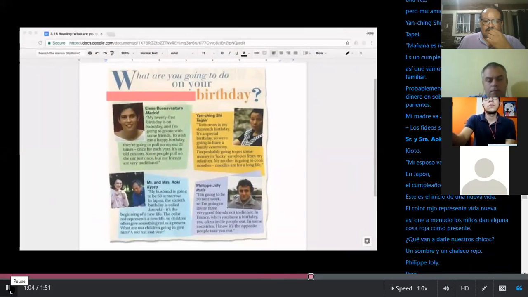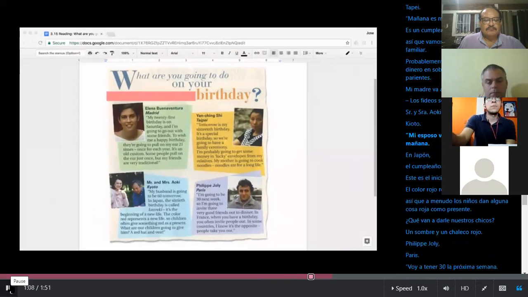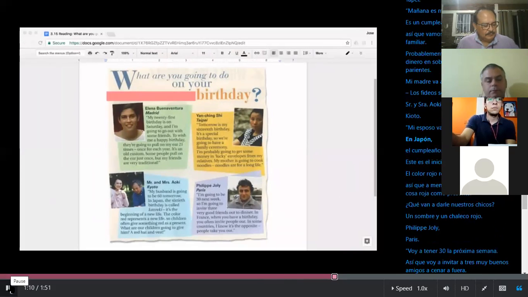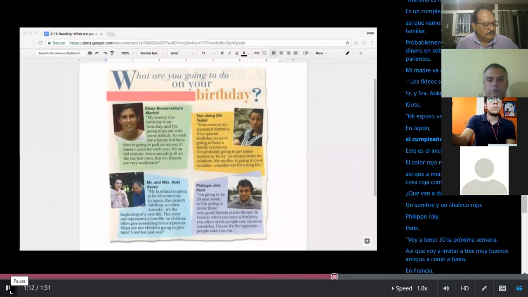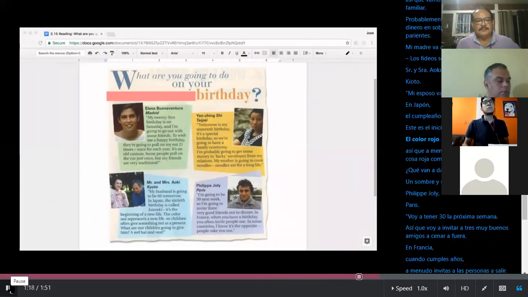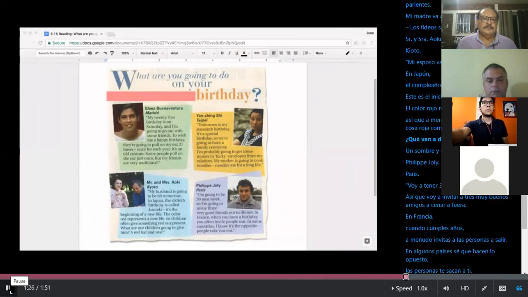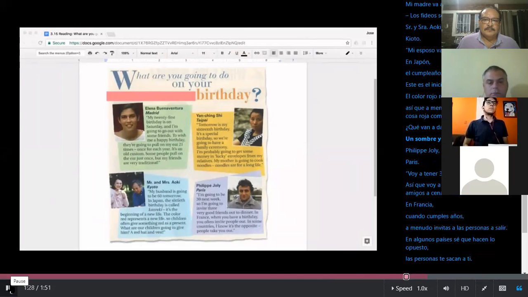Mr. and Mrs. Aoki, Kyoto. My husband is going to be 60 tomorrow. In Japan, the 60th birthday is called Kandeki. It's the beginning of a new life. The color red represents a new life. So children often give something red as a present. What are our children going to give him? A red hat and vest.